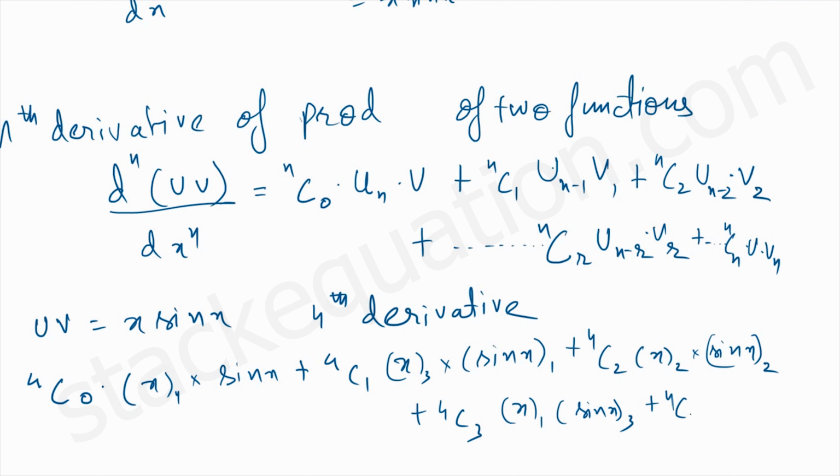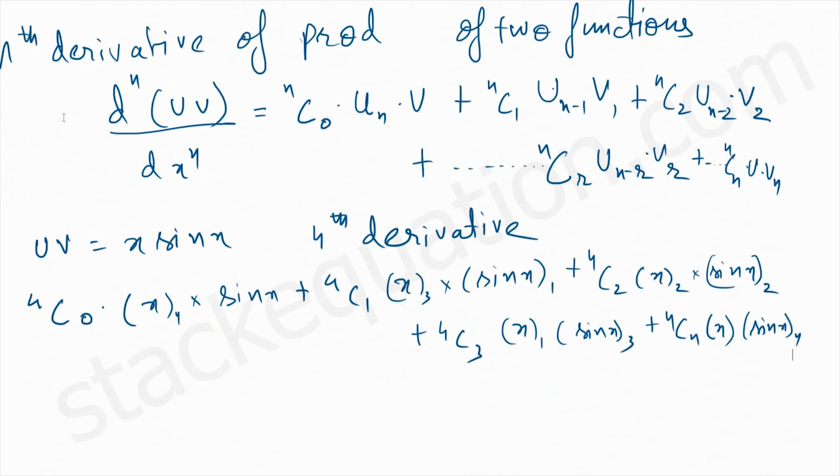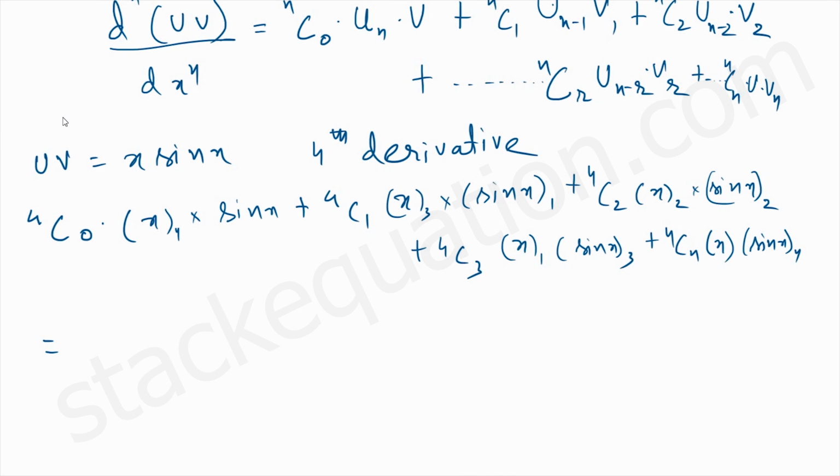and 4c4 u, that is x into the fourth differentiation of sin x, right? If we solve this, first of all, the fourth differentiation of sin x will be 0. The third differentiation of sin x will also be 0. And the second differentiation will also be 0, right? Because the first differentiation of x is only 1. So if we differentiate it further, it becomes 0, right? So we don't need it.